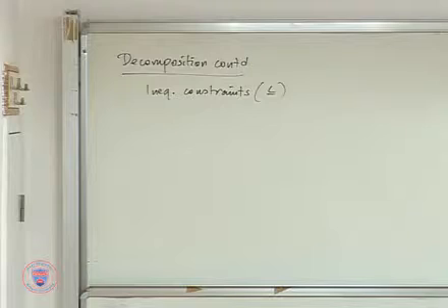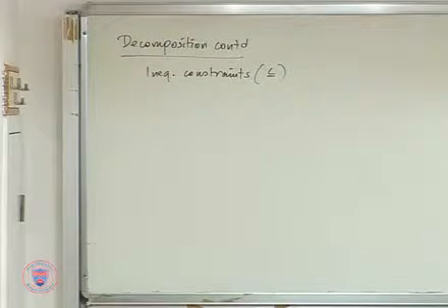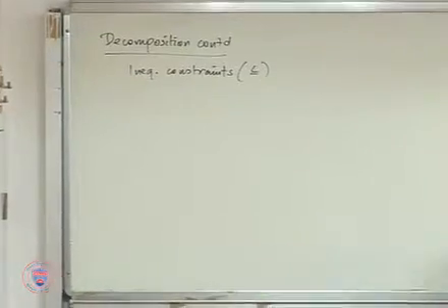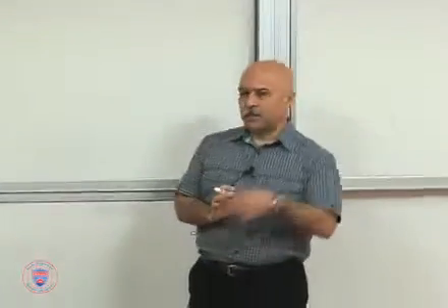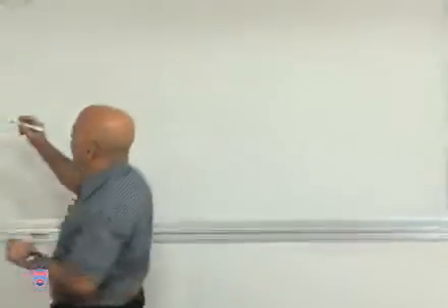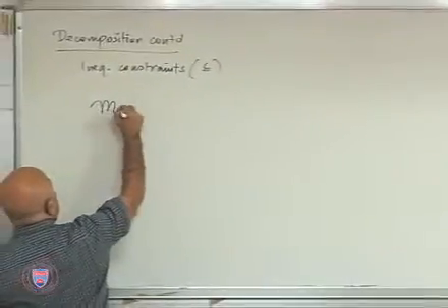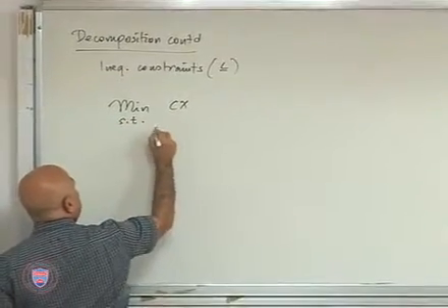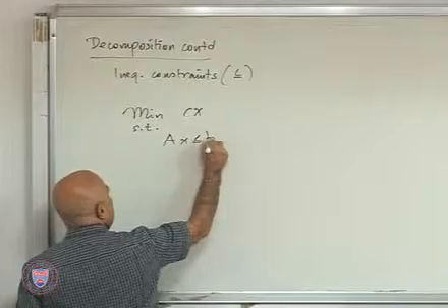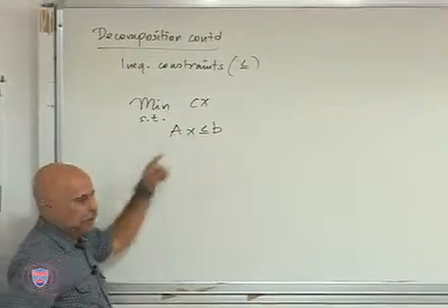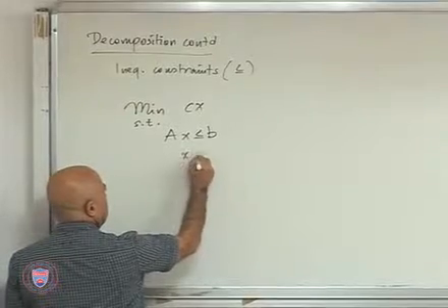I'm going to continue with the decomposition methods, and this time we begin with a discussion of inequality constraints. Last time we talked about the case when everything was equality. So the problem under consideration is the minimization of Cx subject to Ax less than or equal to b. This was equality before. Okay, so that's the only difference.